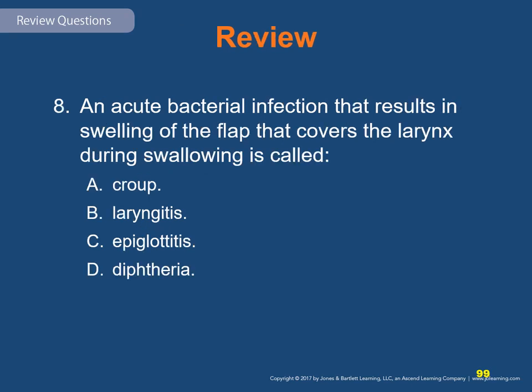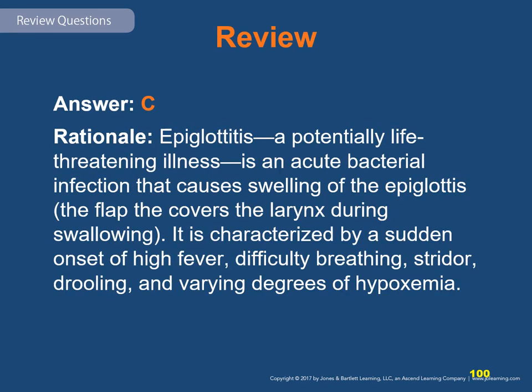Review question 8. An acute bacterial infection that results in swelling of the flap that covers the larynx during swallowing is called: A, croup; B, laryngitis; C, epiglottitis; D, diphtheria. The correct answer is C. Epiglottitis, a potentially life-threatening illness, is an acute bacterial infection that causes swelling of the epiglottis, the flap that covers the larynx during swallowing. It is characterized by sudden onset of high fever, difficulty breathing, stridor, drooling, and varying degrees of hypoxemia.